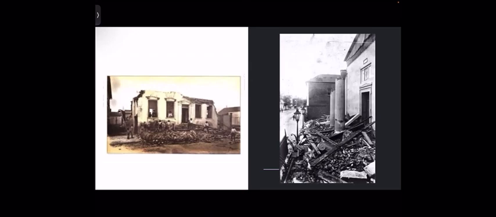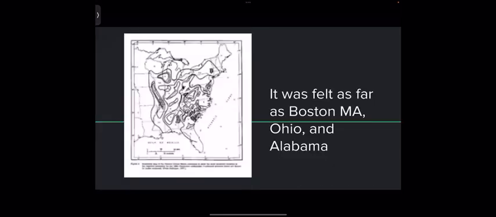$6 million of damage done to the city of Charleston and the surrounding cities that were affected, and they were within 1,000 kilometers away. It was felt as far as Boston, Ohio, and Alabama, and you can kind of see that here on this graph, like kind of the areas that were affected by this earthquake.